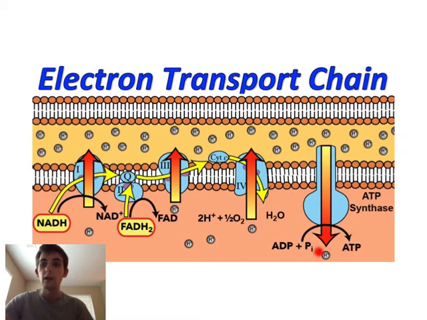This protein is called ATP synthase, which is an enzyme. As the hydrogen ions come through it, they turn ADP and an inorganic phosphate into ATP. This is oxidative phosphorylation, meaning that the phosphate was inorganic, or didn't come from another molecule. It was free-floating in the cell.